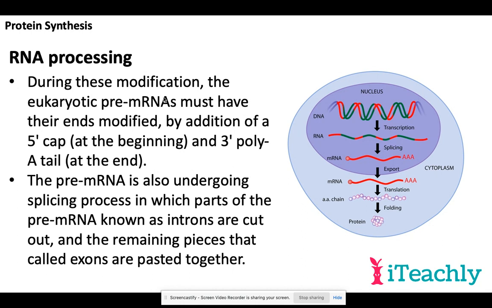So how is this processed? During the modifications, we first need to put basically a cap and a tail on. On the 5' end, we add a cap. And then at the end, we add what's called a poly-A tail. Poly meaning many, A meaning adenine, and tail because it's at the end. So we add a poly-A tail, many adenines on the end, and again at the beginning, a cap. That's one of the things it does.